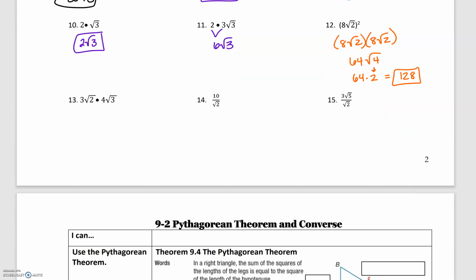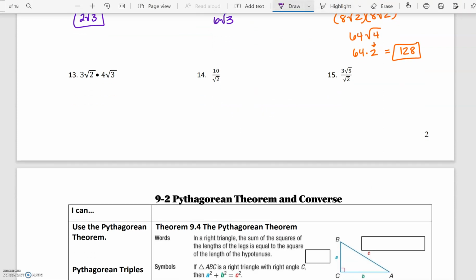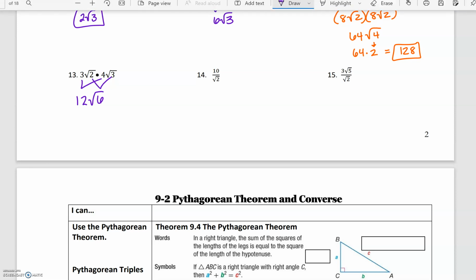So try number 13, multiply those coefficients, multiply those radicands, simplify if you can. So 12 square root 6, and square root 6 cannot simplify, so you are done.